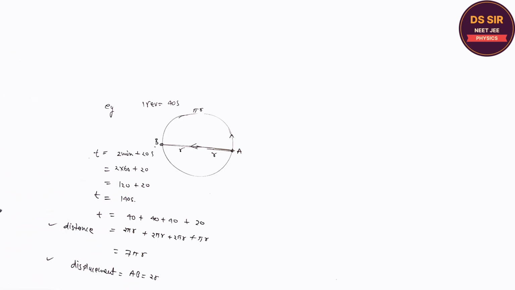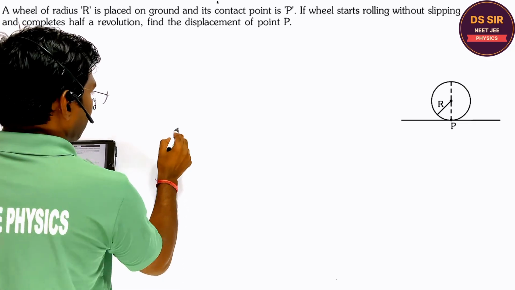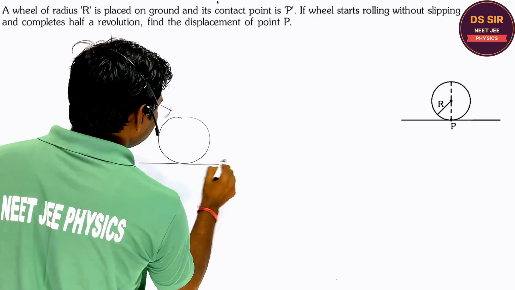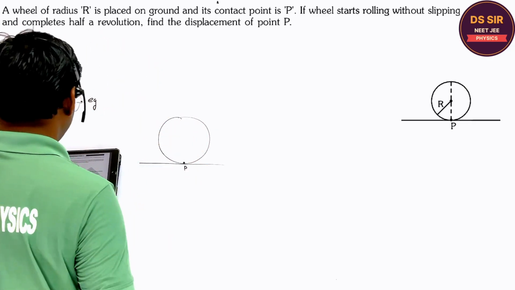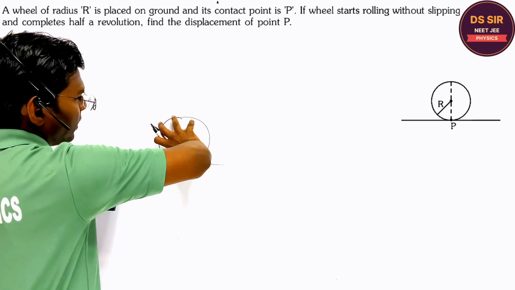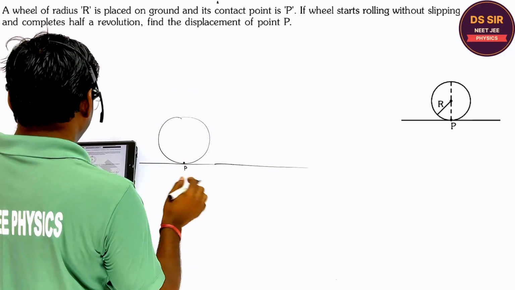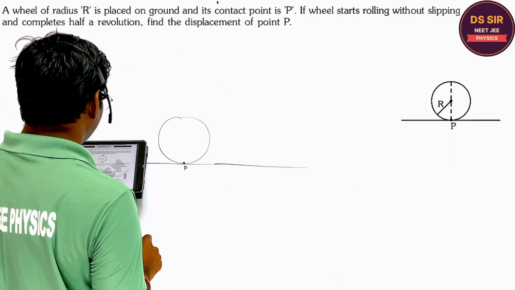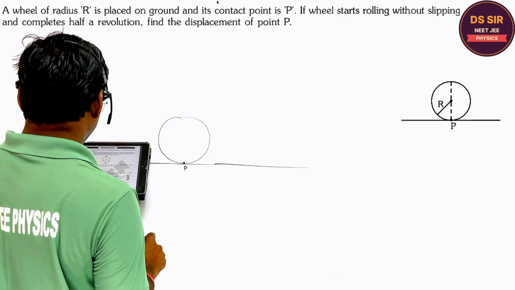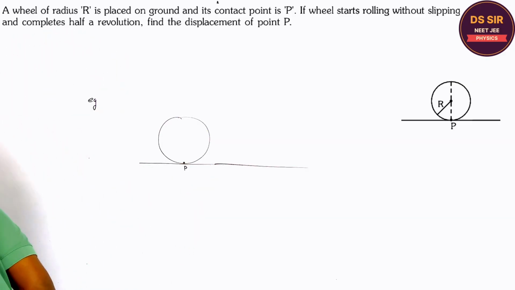Copy this. So read this question. In this question, a wheel of radius r is placed and this is the point P on the ground, the contact point P. The wheel starts rolling without slipping, meaning it is rolling like this. So listen to one thing and find the displacement of the point P in half revolution. You have to tell.